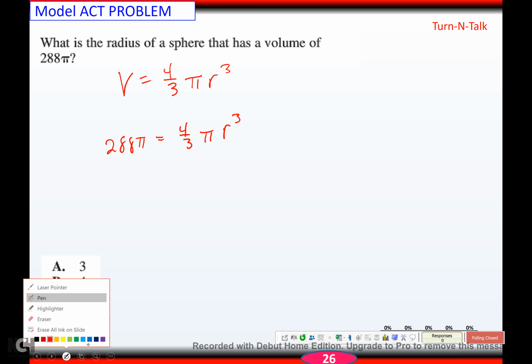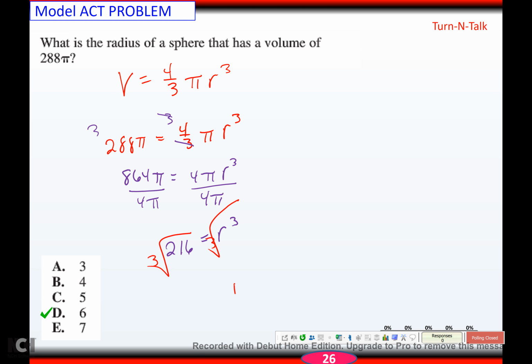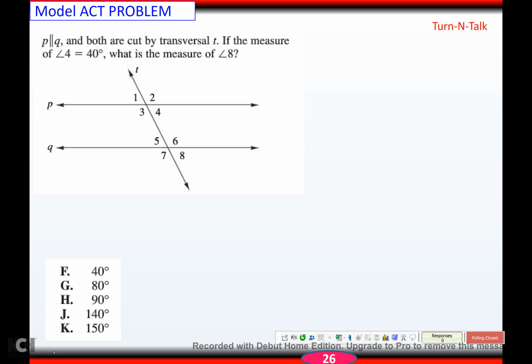I don't like the fraction, so I'm going to kill it by multiplying by 3. That gives me 864 pi equals 4 pi r cubed. Divide by 4 pi, and I get r cubed equals 216. Kill the cube with the cube root to both sides, and I get r equals 6. Okay? Try this one, hit pause, come back when you're ready.